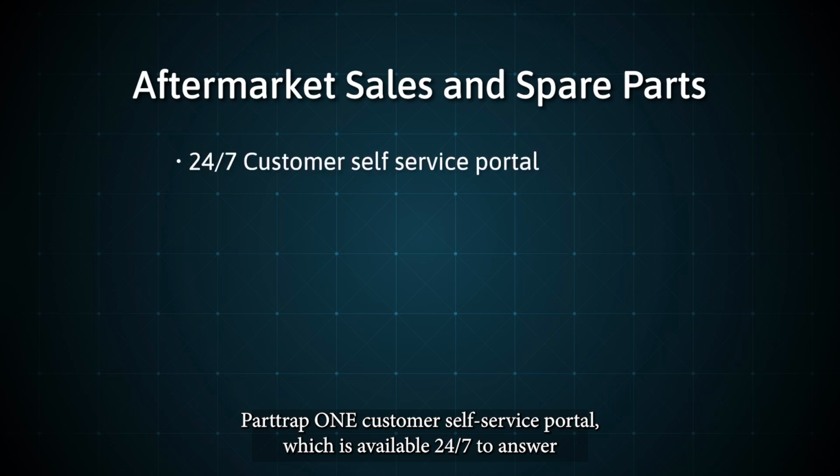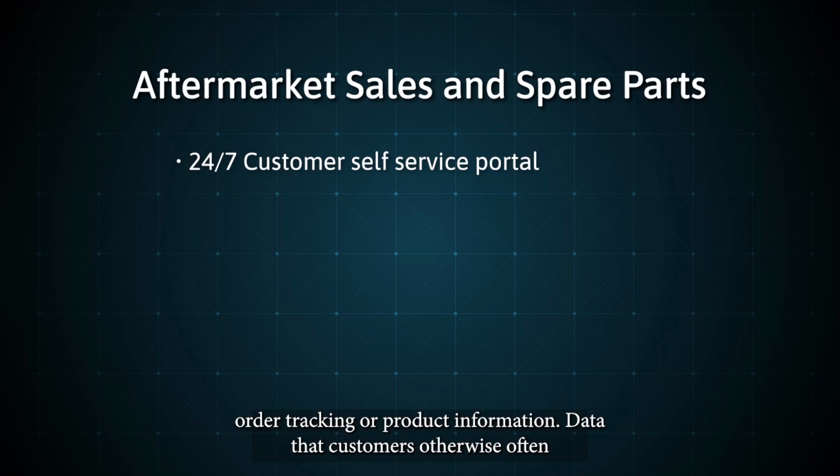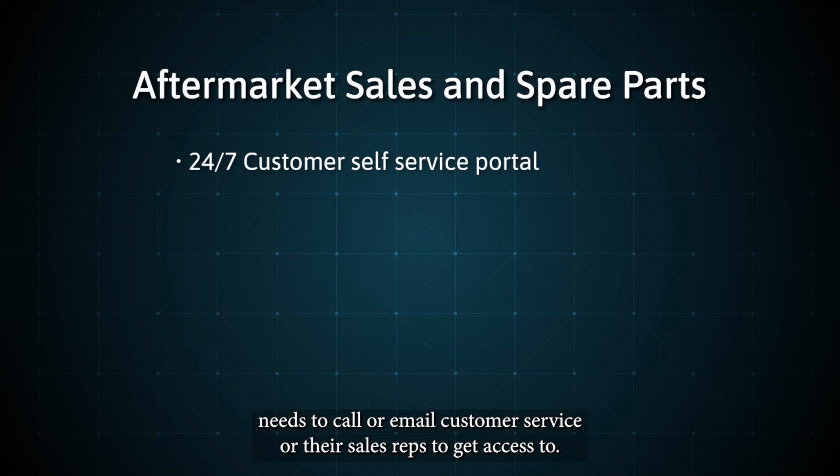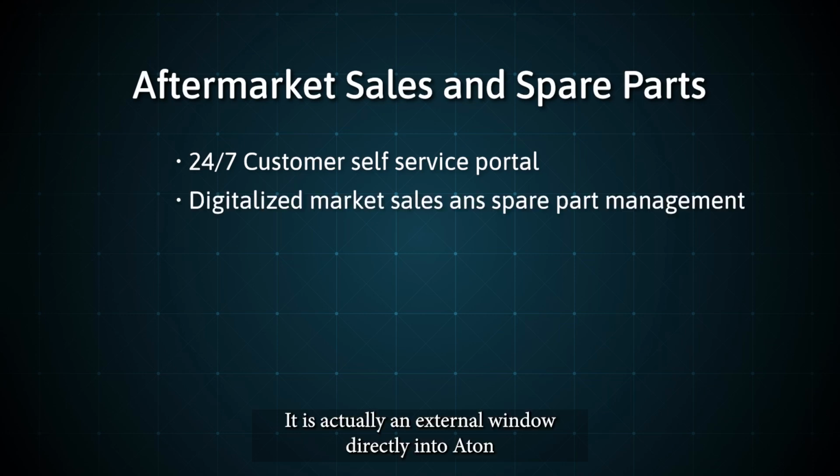PartTrap One is a Customer Self-Service Portal, which is available 24/7 to answer questions about pricing, availability, order tracking, or product information. This is data that customers otherwise often need to call or email customer service or their sales reps to get access to. It is actually an external window directly into the ATON or Lean system.